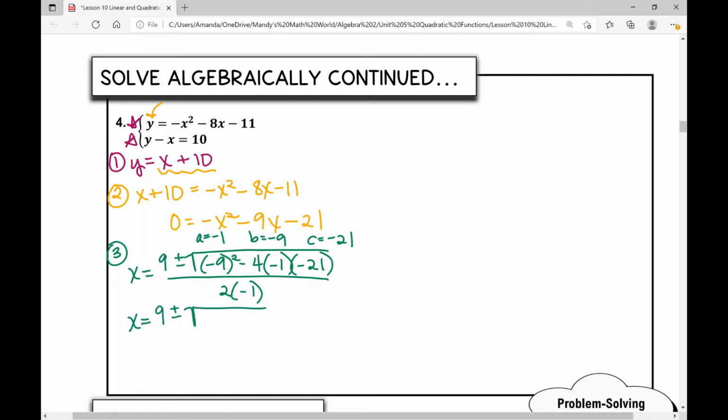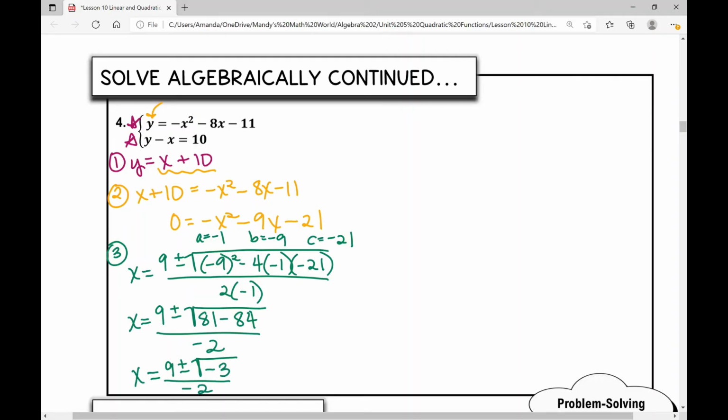This discriminant, negative 9 squared, well, that's 81. Then negative 4 times negative 1 is positive 4. Positive 4 times negative 21 is negative 84, so minus 84, divided by negative 2, and I get x equals 9 plus or minus the square root of 81 minus 84, which is negative 3, over negative 2.